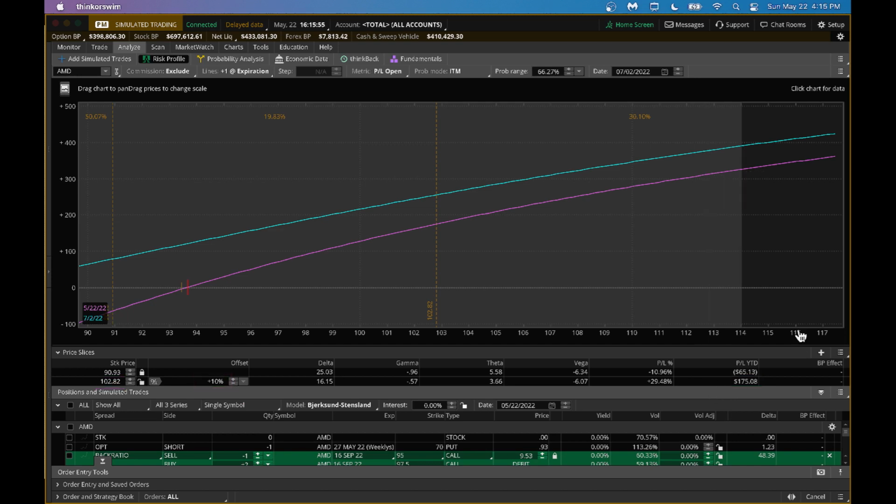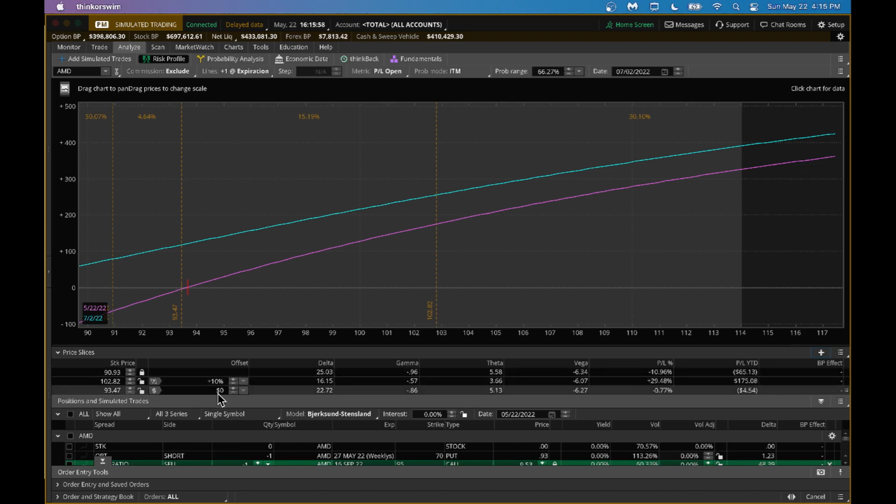If you want to add one more price slice, we could do one more here. I can say 20% here. There you go. Let's make it percent. All right, so let's make it 20%. If the price goes up 20%, then we'll make nice money. Right here, we'll make $304 if the price goes up 20%. So this is how you kind of play the game here, by looking at this analyze tab and seeing how we can make money.